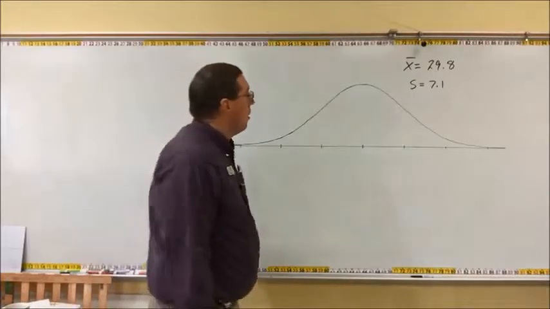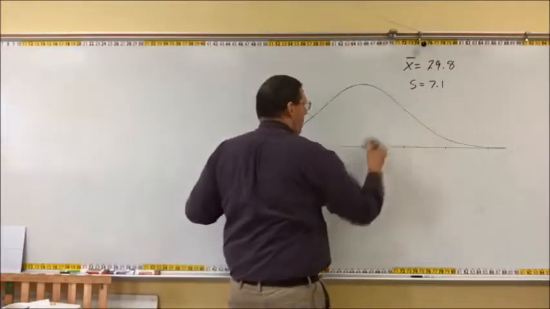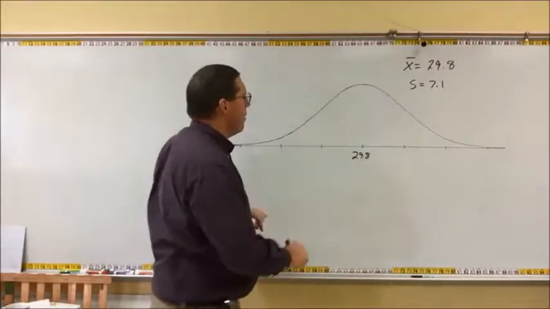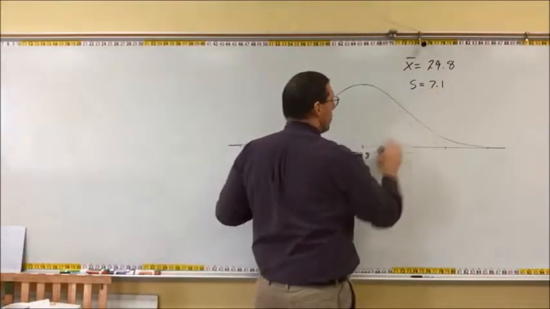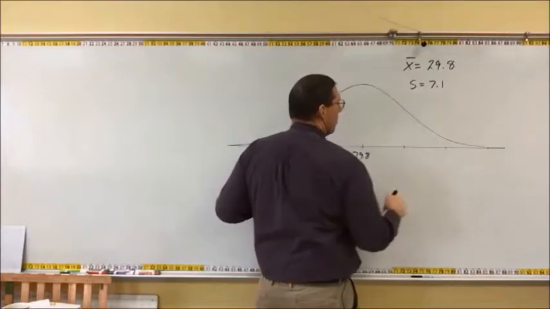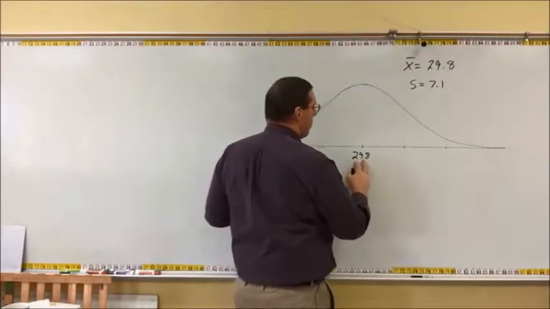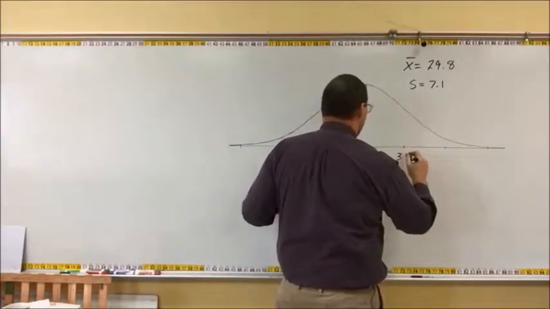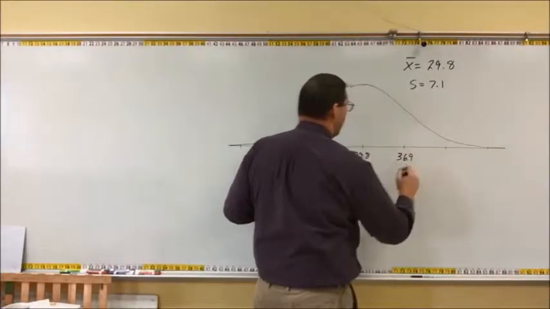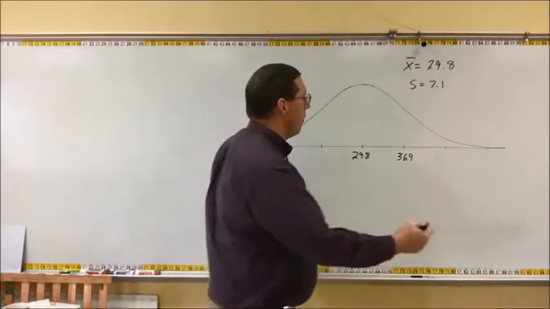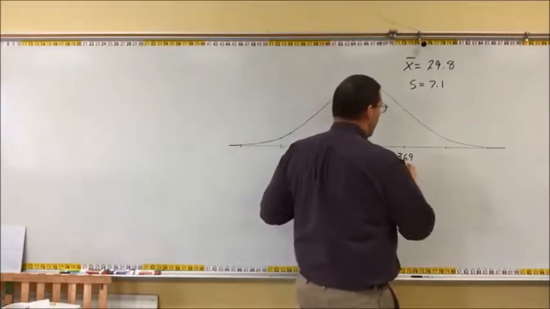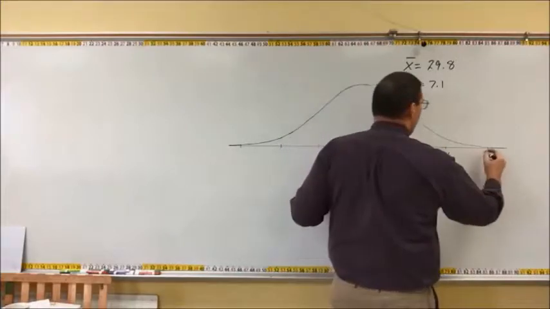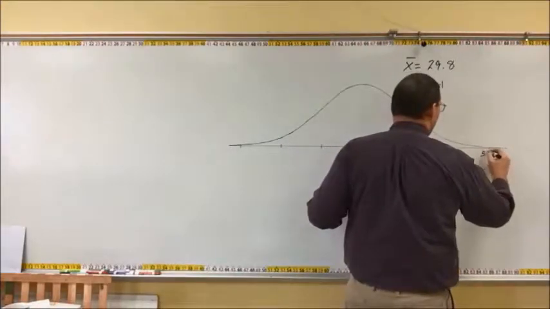All right, so the mean is 29.8, so we're going to put a 29.8 at the middle. Then the standard deviation is 7.1, so we're going to go up by 7.1 in all three of these. So 29.8 plus 7.1 is 36.9. And then we're going to go up by another 7.1, and this becomes 44, and then another 7.1, and this becomes 51.1.